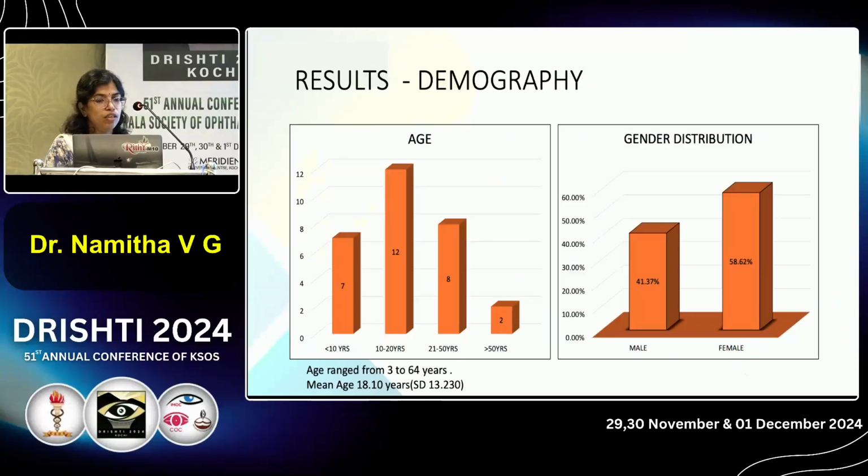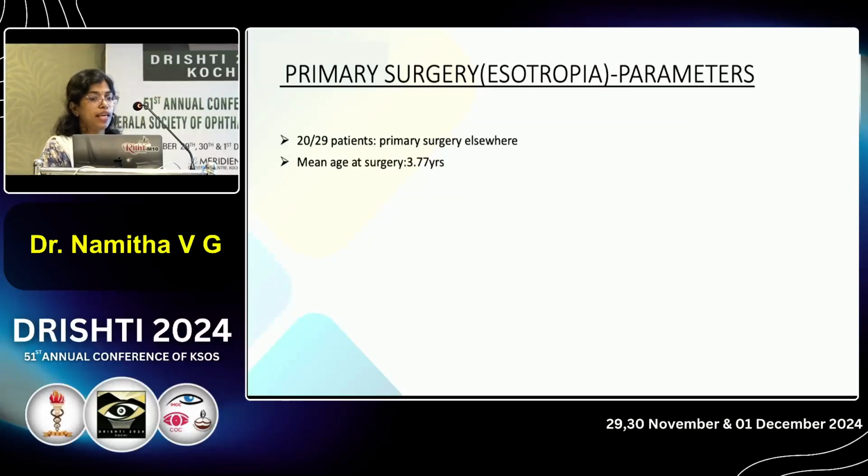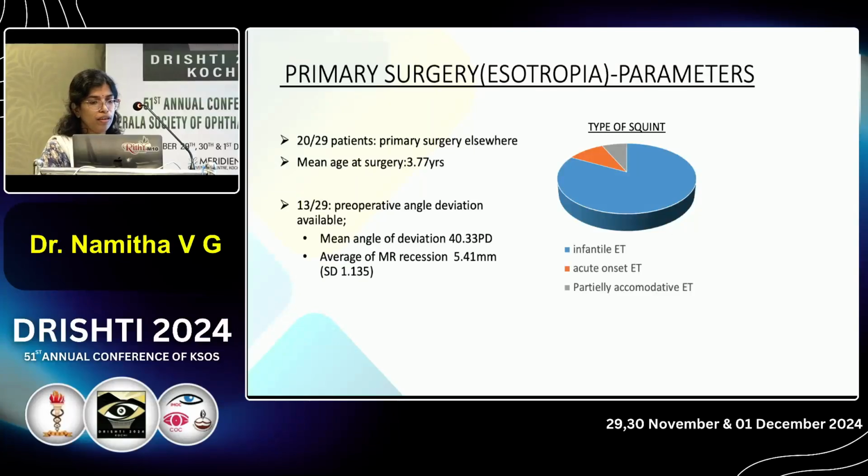Coming to the results, most of our patients were in the age group of 10 to 20 years. The mean age was 18.10 years. Females outnumbered males in our study. Coming to the primary surgery parameters, 20 out of 29 patients had primary surgery elsewhere. The mean age at initial surgery was 3.77 years. Most of them had undergone surgery for infantile esotropia.